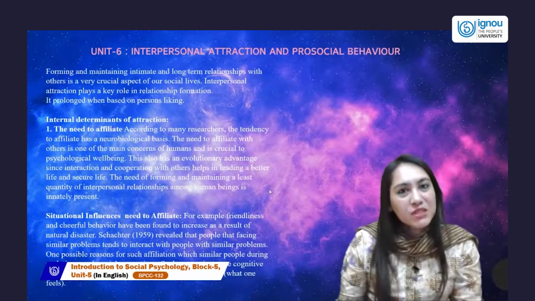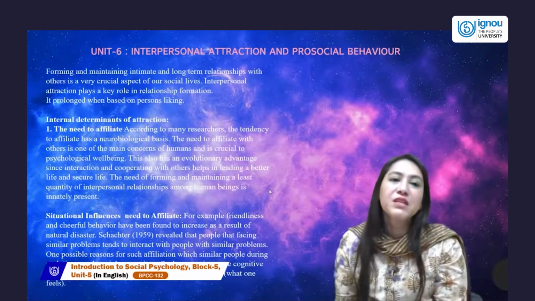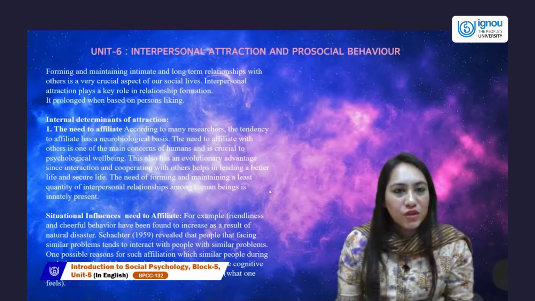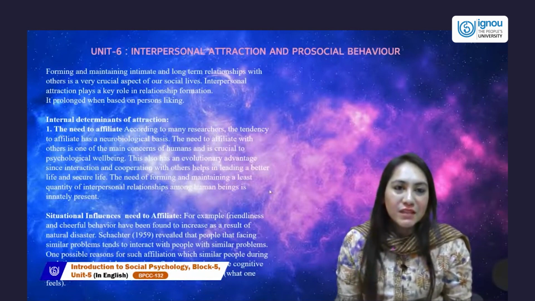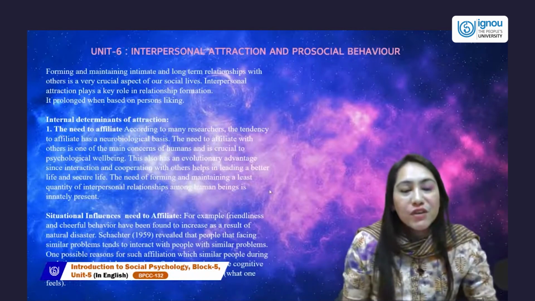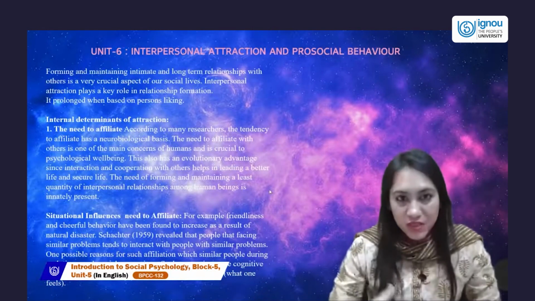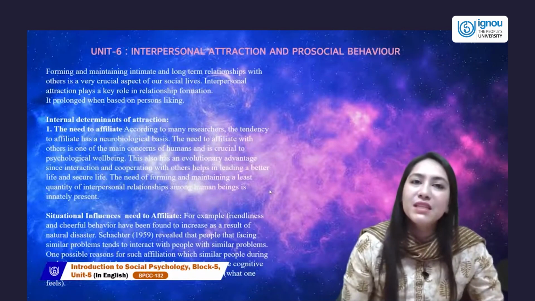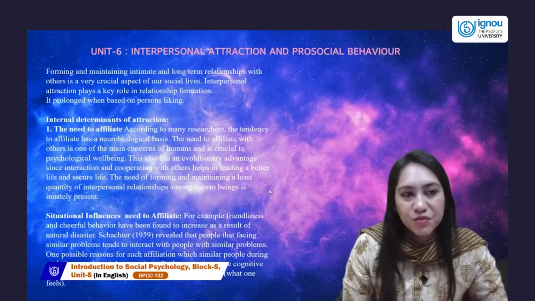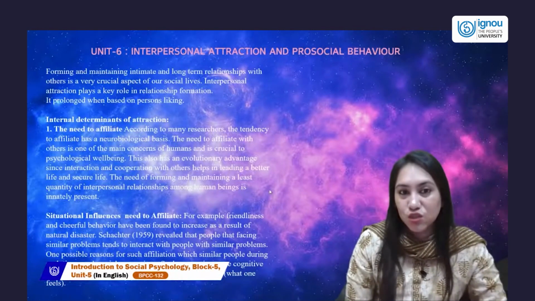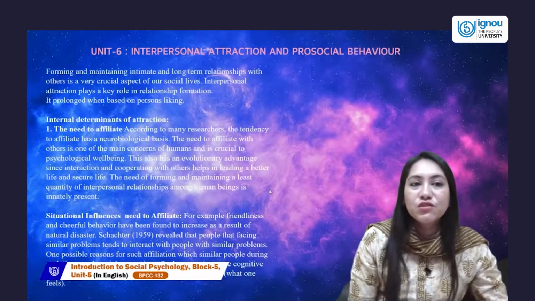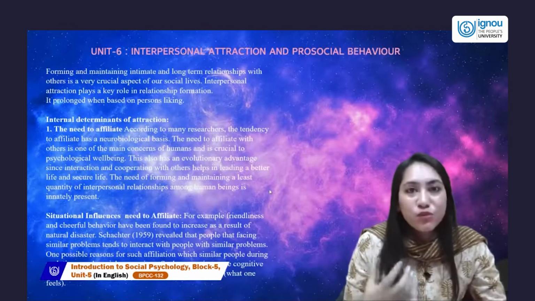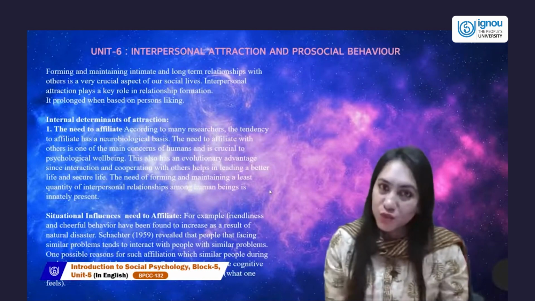We know about interpersonal interaction, and how it is different from interpersonal attraction. Interpersonal interaction is talking to one or more individuals. Now, having a liking towards one another in that interaction is called interpersonal attraction. Forming and maintaining intimate, long-term relationships with other people is a very crucial thing in our social life. So interpersonal attraction plays a very important role in relationship formation, provided there's a liking between the two groups, the two people.